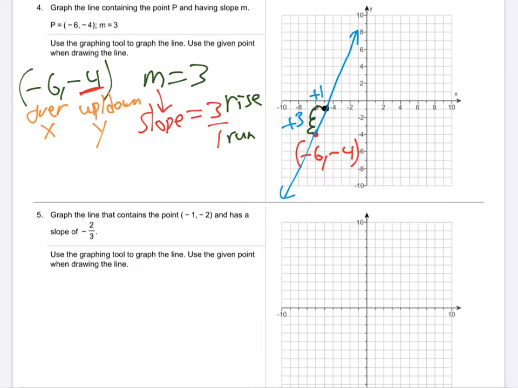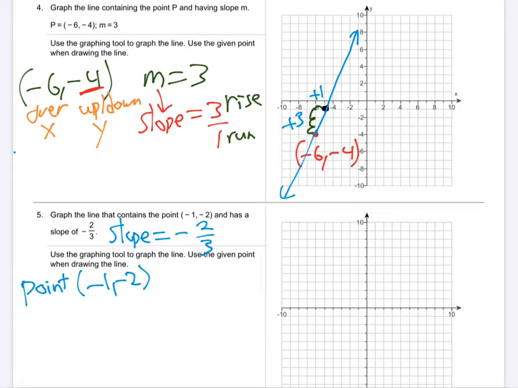Let me write it bigger for you. Number 5 is basically saying start with the point, back 1, down 2, and then slope negative 2/3. All right, so try that. Same kind of thing. Find the first dot with the point, and then we'll do the slope from there.